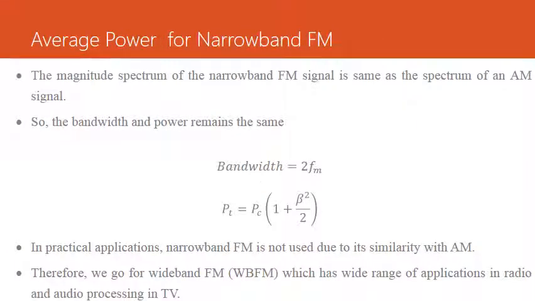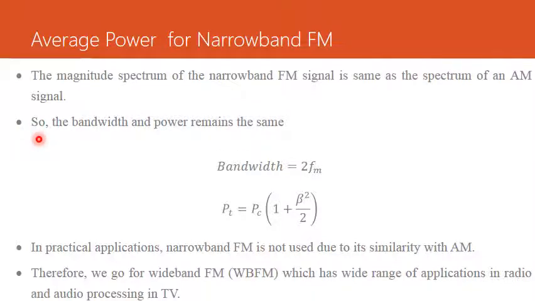Now we can derive the expression for average power for narrowband FM. In the previous slide we derived the expression for the narrowband FM, and from it we drew the frequency spectrum. The magnitude spectrum of the narrowband FM signal is the same as the spectrum of an AM signal.